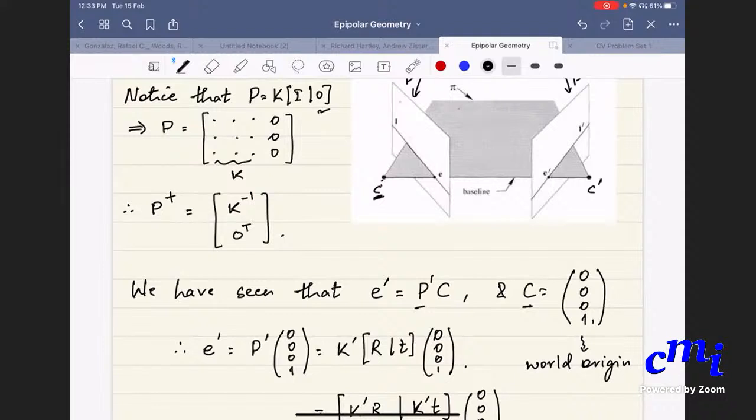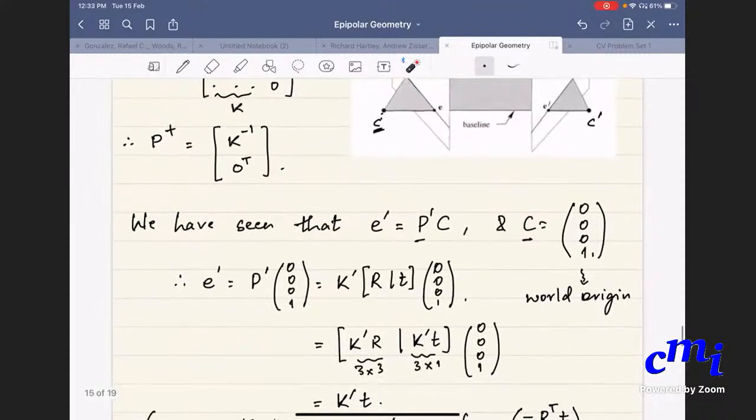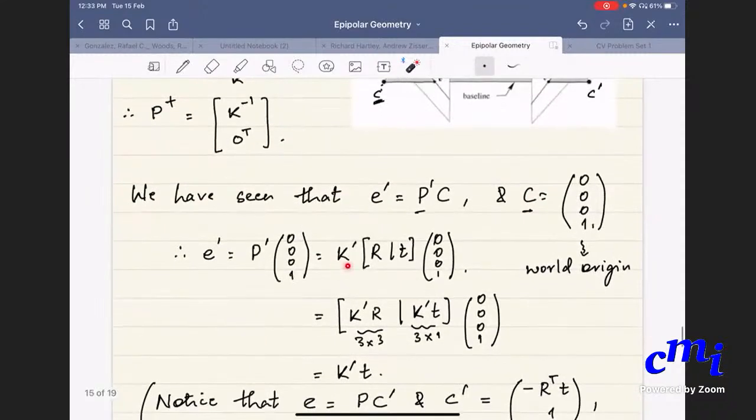So that's what I'm showing here. K prime [R|T] applied to C. This expression is slightly simplified here. K prime R I have written as a 3 by 3 matrix, K prime T is this column here, and 0, 0, 1. Now if you apply this 3 by 4 matrix to this vector, the only thing that's going to survive is this column. So this is K prime T. So E prime is K prime T.